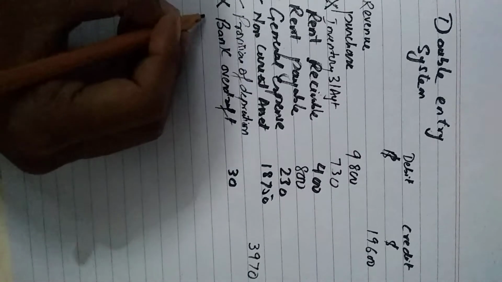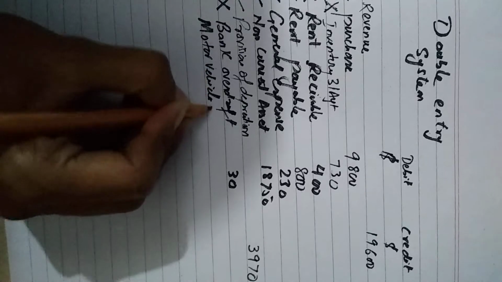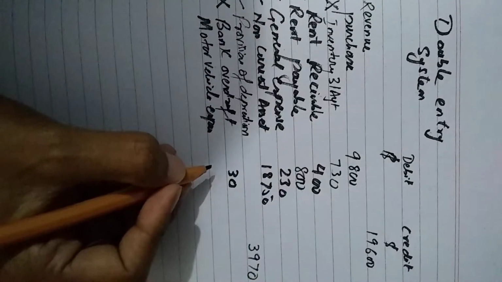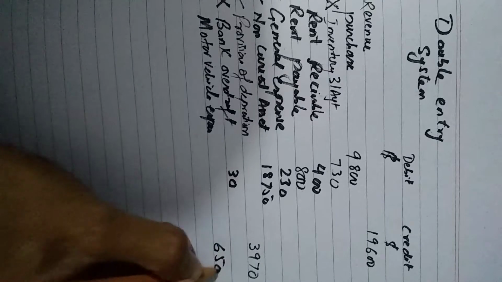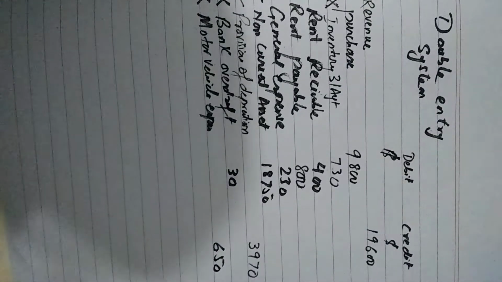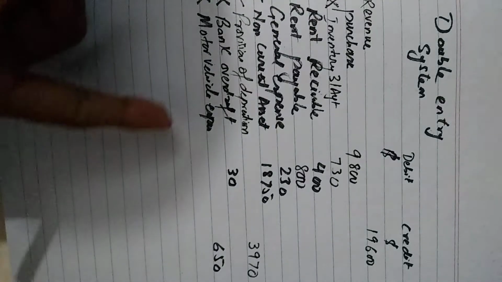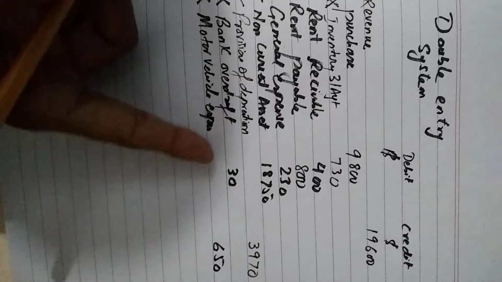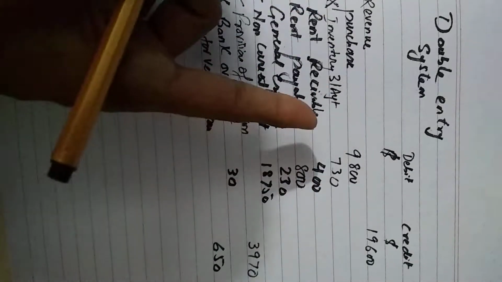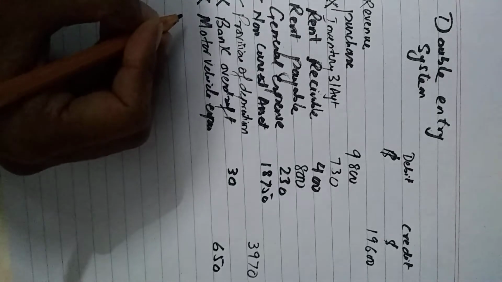Motor vehicle expense. Where is it written? It is written here, but it's wrong. Expense is always written on the debit side. So in the correct trial balance, you record it over here.